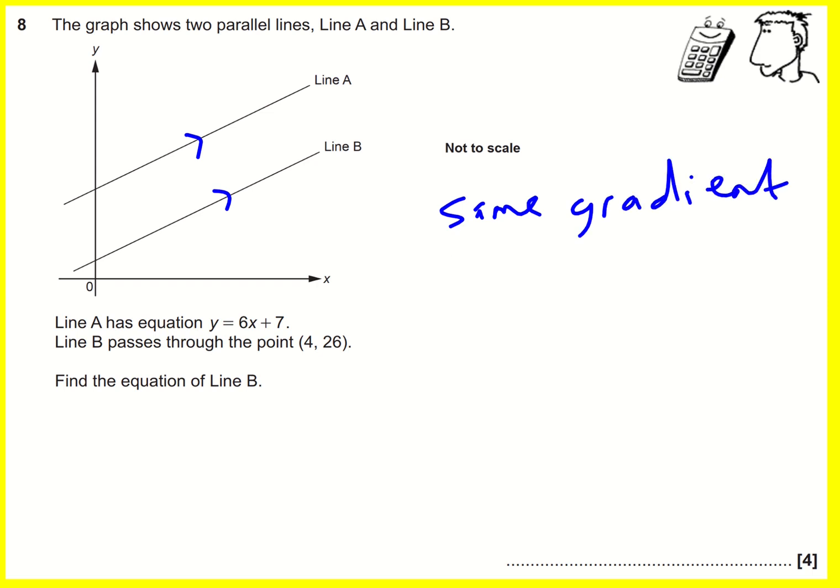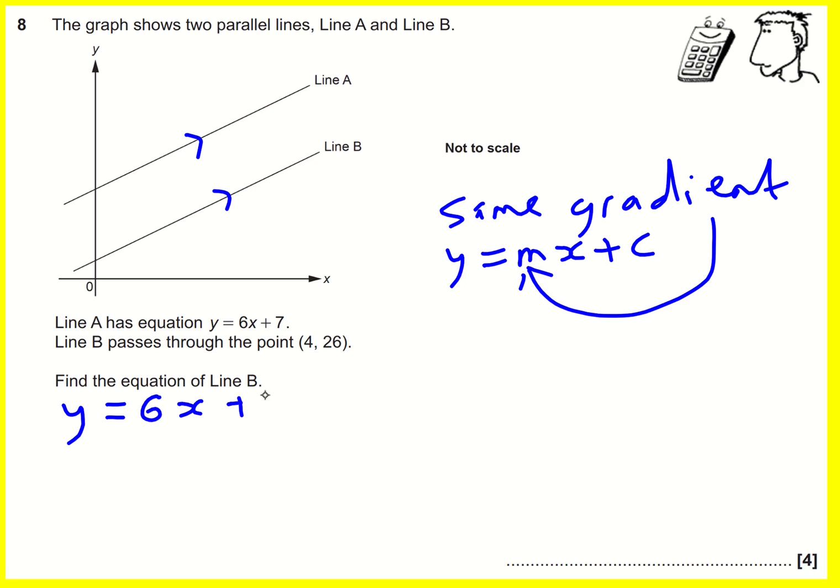And straight lines can be written in the form y equals mx plus c, where m is the gradient. So my first thing I can write down, this will get me 1 mark, would be that for line B, it's going to be y equals 6x plus c. Because it's got the same gradient, it must still be 6x. But I've got a different constant. It's not going to be 7, it's going to be a different point.